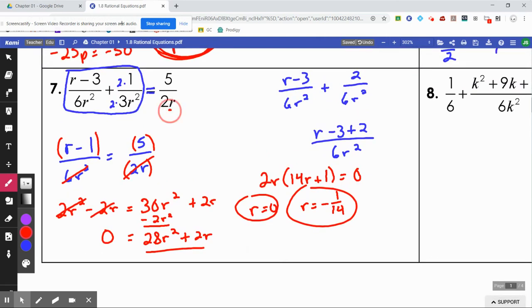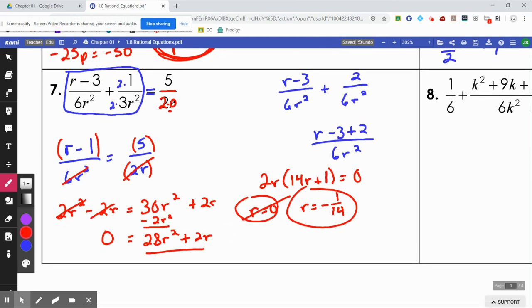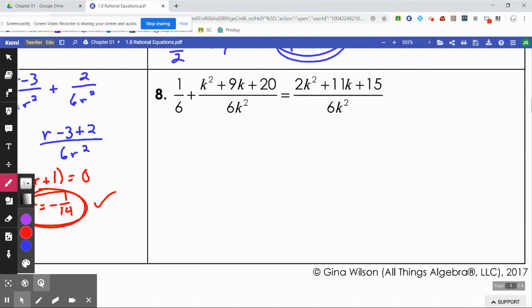If you were to plug in a 0 here, you have 2 times 0 on bottom, which is 0. You cannot divide by 0, so r equals 0 is not a legal answer. When you plug in negative 1/14, you're fine. You won't get zeros on either one of those bottoms. So negative 1/14 works. 0 does not work.